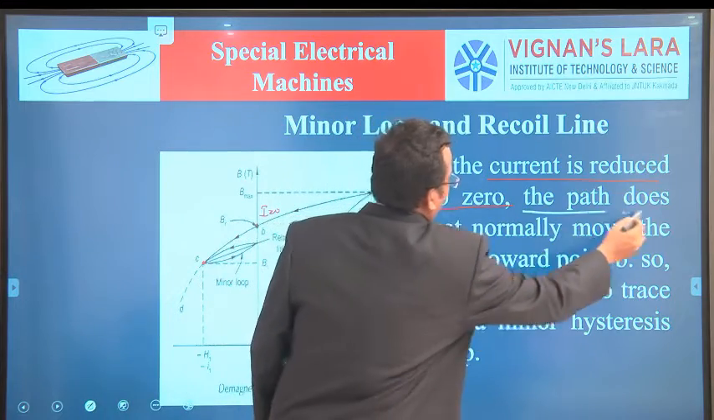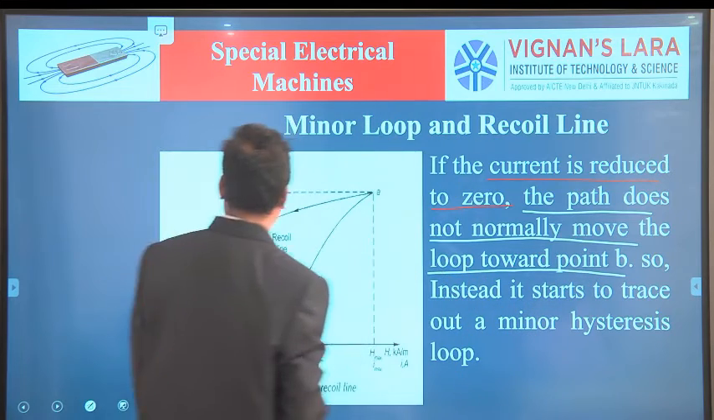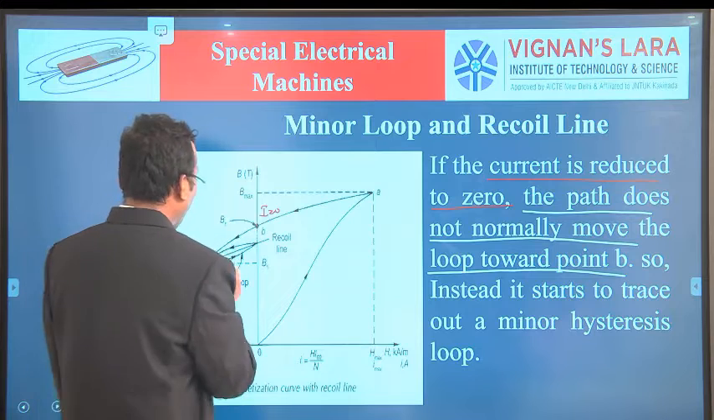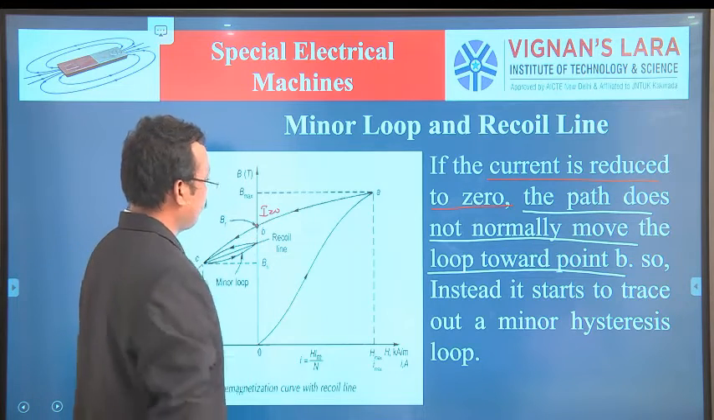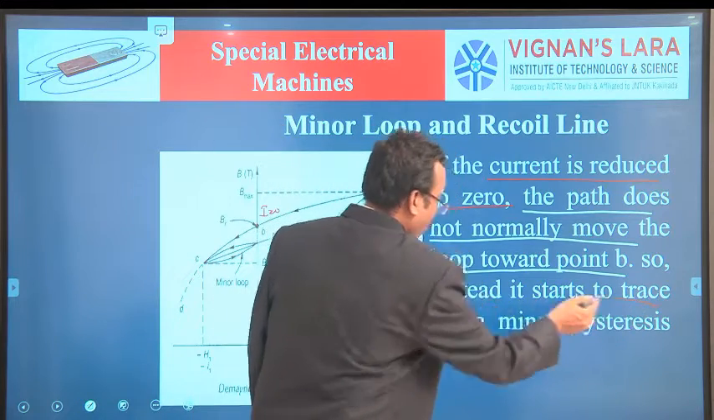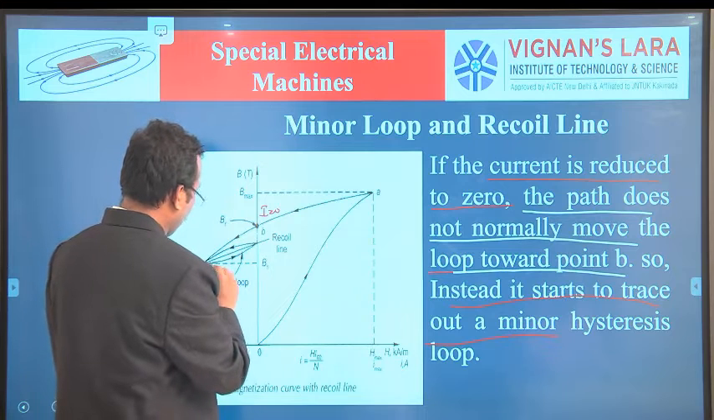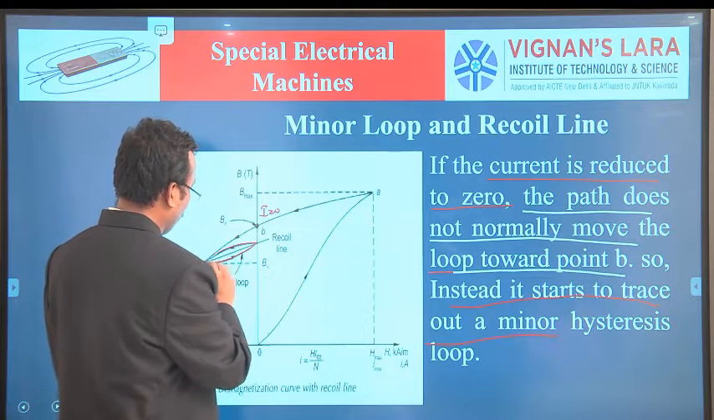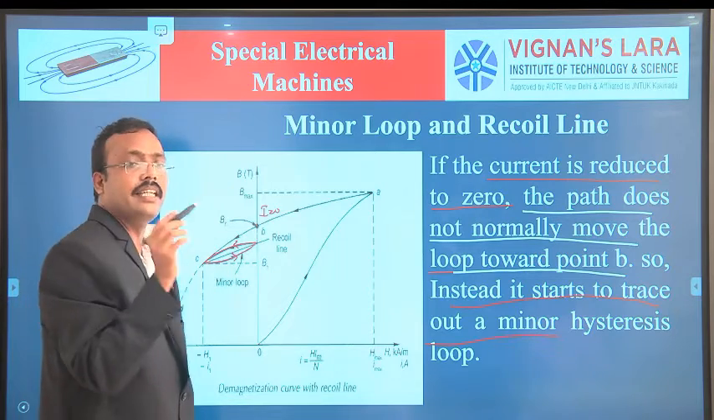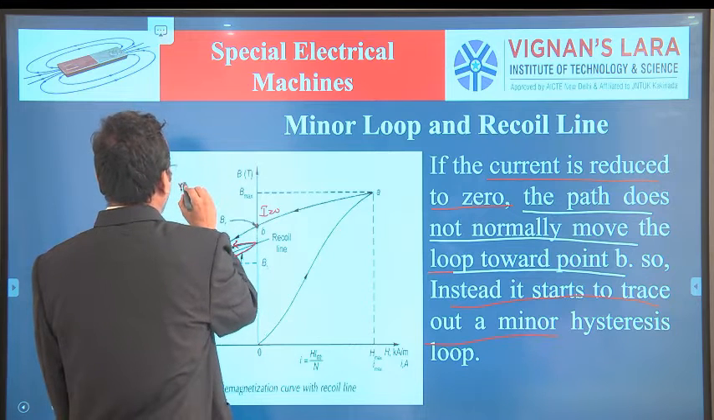the path does not normally move along the loop towards the point B. Actually it will move from C to B. But instead of that, it starts to trace out a minor hysteresis loop. See here, it will follow this path. So this loop is called a minor hysteresis loop.